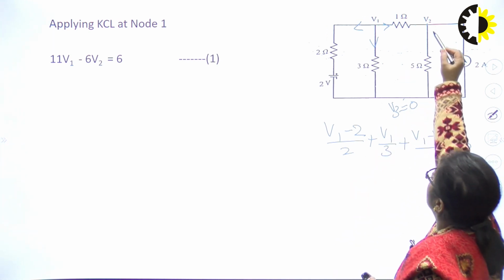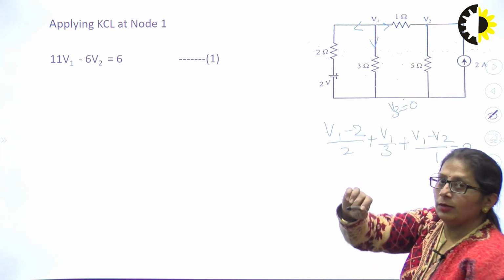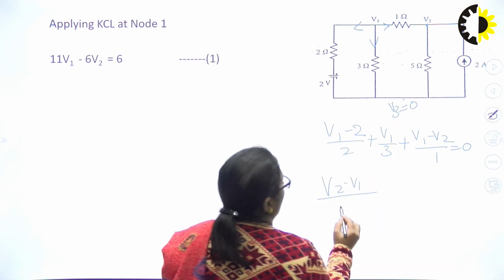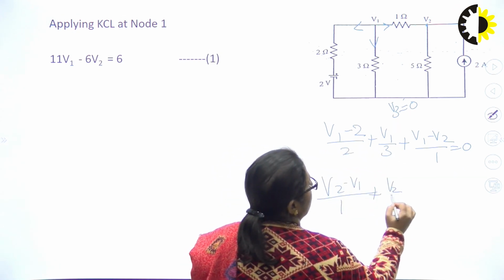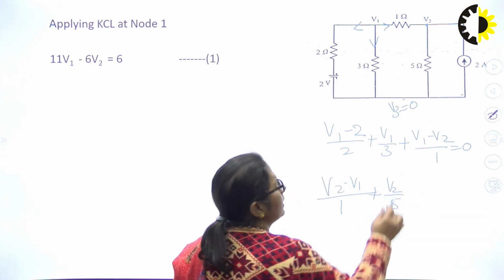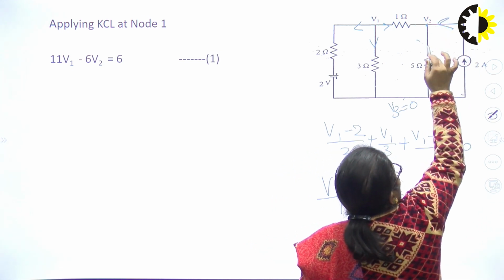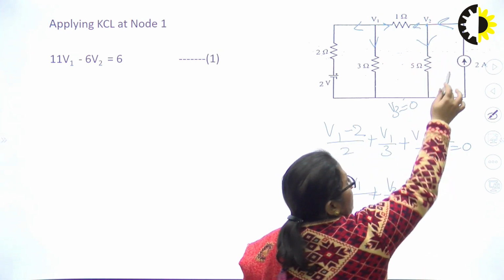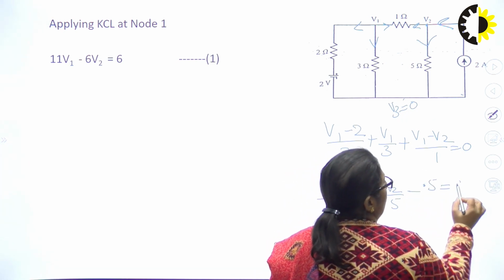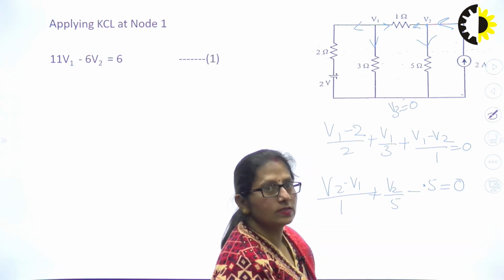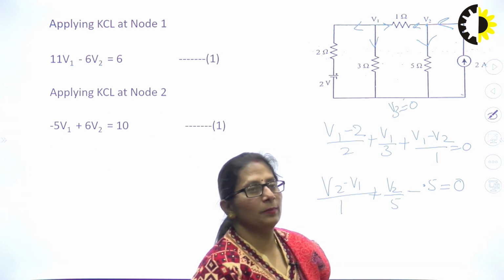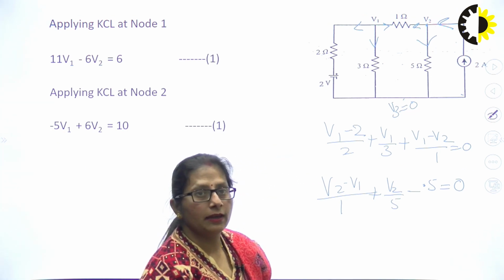Similarly, when I apply KCL at junction 2, what will be the equation? V2 minus V1 upon 1 plus V2 upon 5. But here, this itself is a current source. It is giving the current in the upward direction. The other 2 are outgoing, but this is upward. So I need to connect it as minus 0.5. That itself is a current, so I need not write it in voltage and resistance terms. Once again, resolving it in V1 and V2, I will have minus 5V1 plus 6V2 is equal to 10.